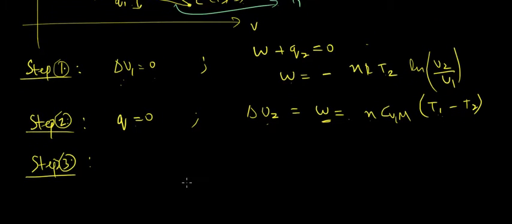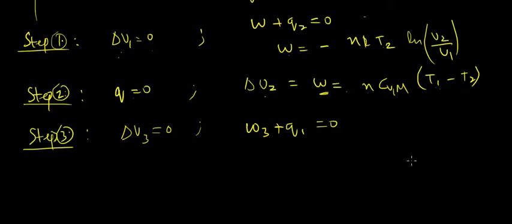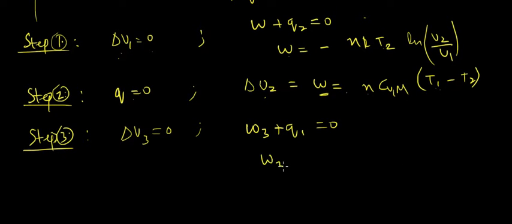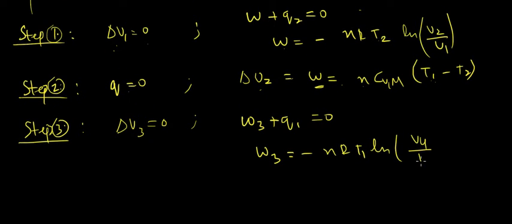Then let's talk about step 3. Step 3 again is ideal gas isothermal compression. So delta U would again be 0. So we can write W3 plus Q1 equals 0. Q1 is the heat released by the system here in step 3. So we can write W3 equals minus nR T1 ln. What is the volume here? Volume here would be V4 as the final volume and initial volume would be V3. So it would be ln V4 upon V3.